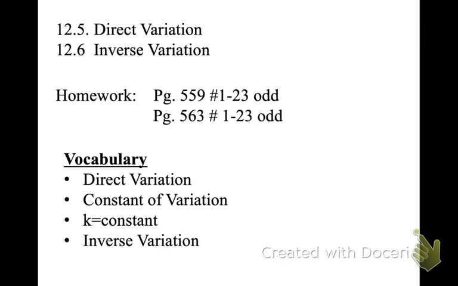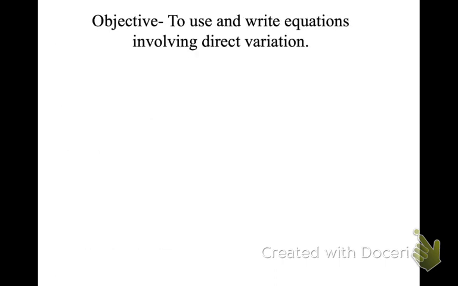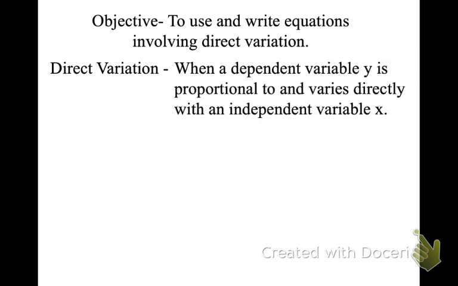All right, let's get started. So, we are writing equations and using equations involving direct variation. You have seen equations like this. We just didn't call them direct variations. They also call them proportional equations. So direct variation means the dependent y is proportional and varies directly to an independent variable x. It's basically your y equals mx plus b without the plus b. It's y equals mx, okay?